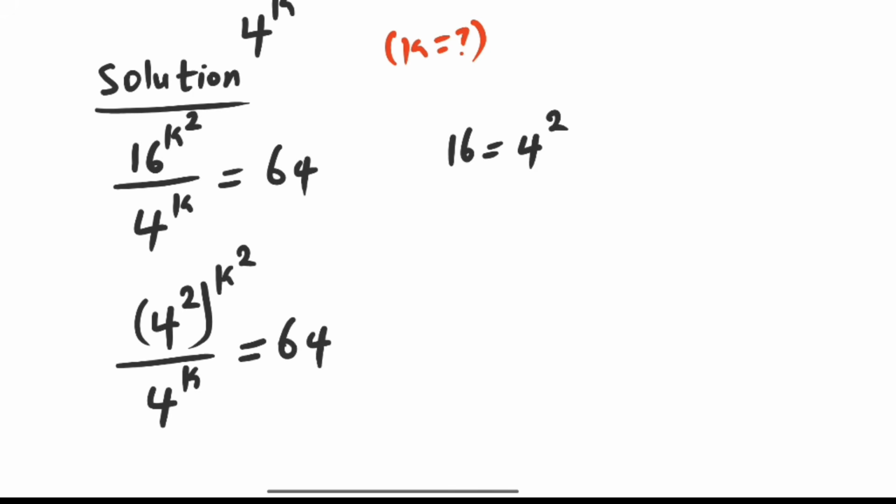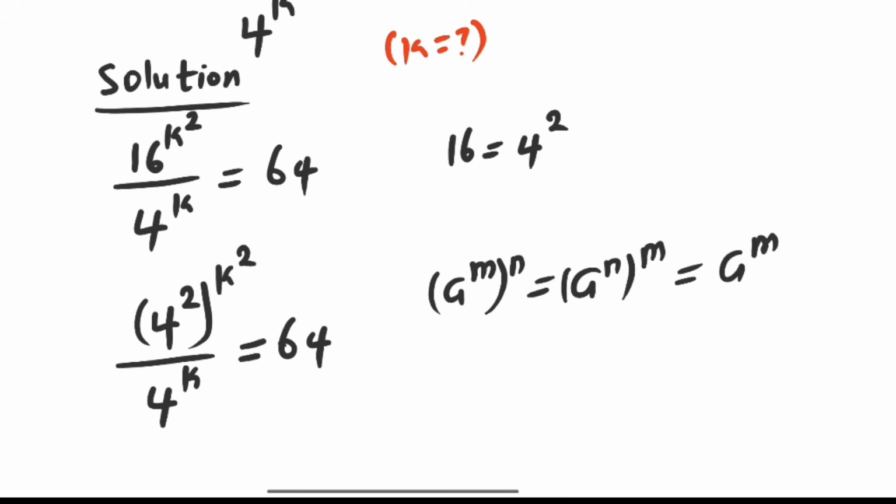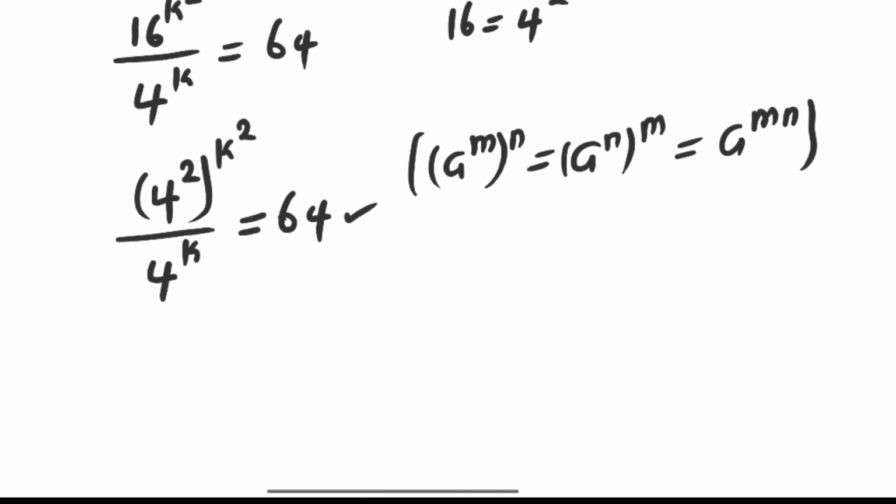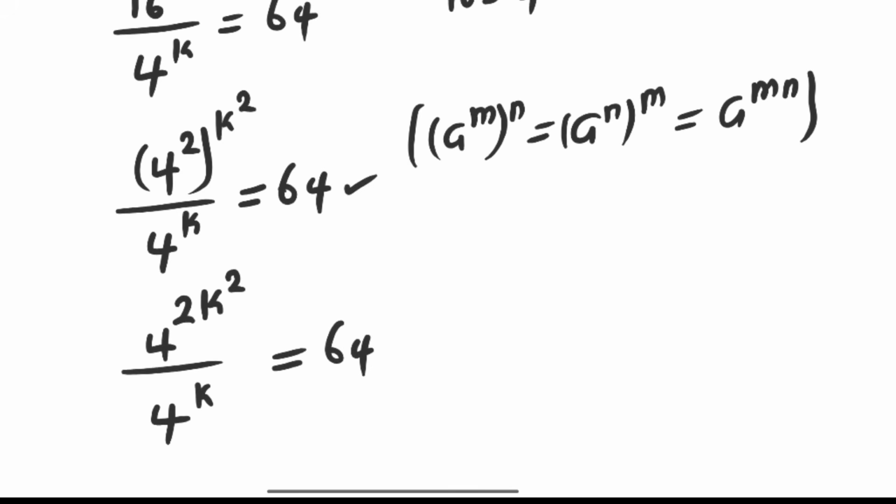Then take note of this, that if you have a raised to power m to the power of n, this is equal to a raised to power n to the power of m. This is equal to a raised to power mn. Now this can be written as 4 raised to power 2 multiplied by k square, that is 2k square over 4 raised to power k is equal to 64.